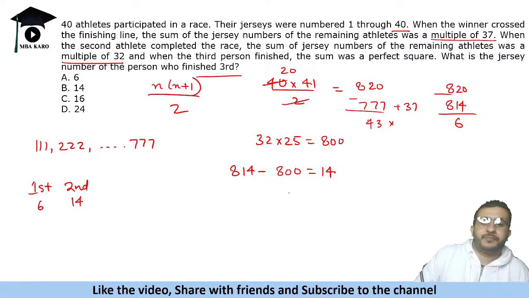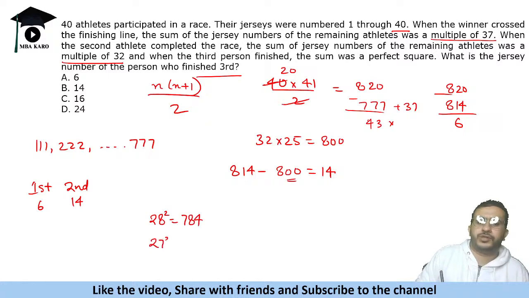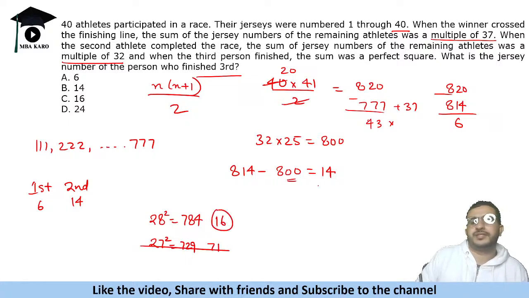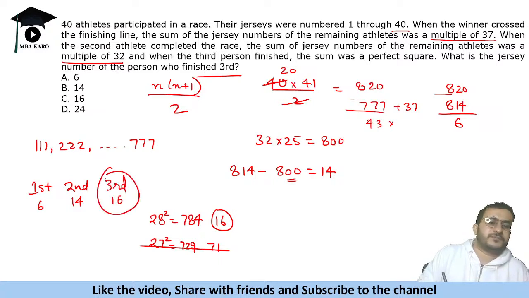सो वी नीड टू फाइंड अ परफेक्ट स्क्वायर लेस देन 800. सो परफेक्ट स्क्वायर कितना होगा लेस देन 800? 28 स्क्वायर इज 784. 27 स्क्वायर तो बहुत कम हो जाएगा, 729 हो जाएगा. We need 71, which is not possible. So for this we need 16 less. So third वाले का जर्सी नंबर है 16.